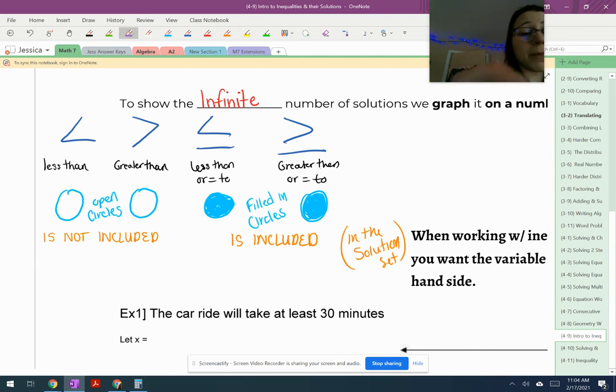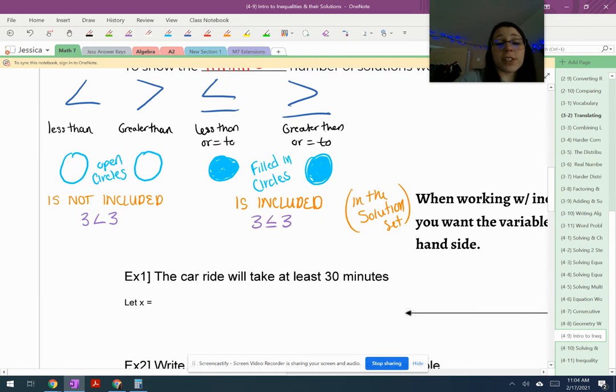So, for example, what we mean by that is if you have this statement versus this statement, in one of these situations, it's a true statement, and in the other, it's a false statement. And that's what we mean by having to do with included and not included in the solution set.